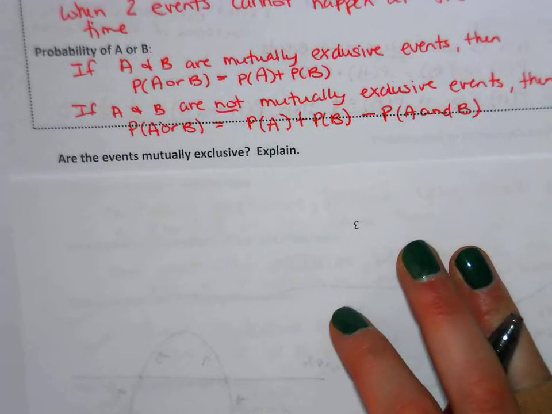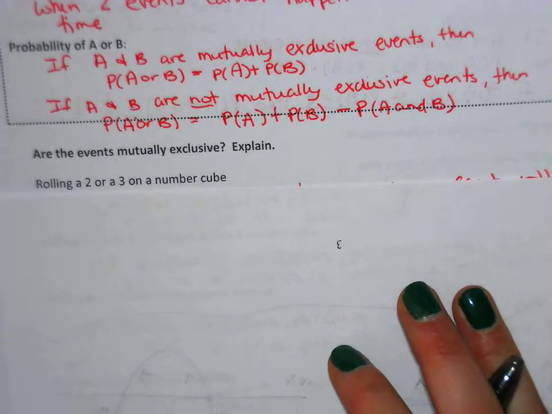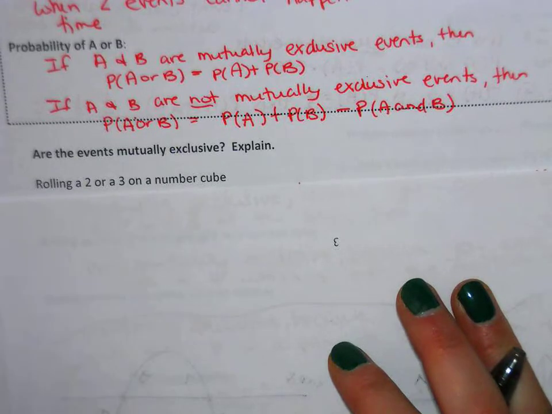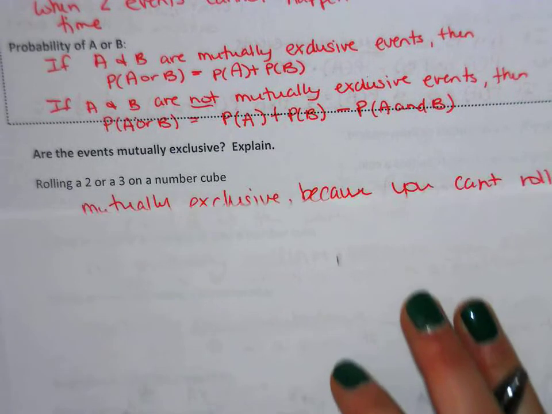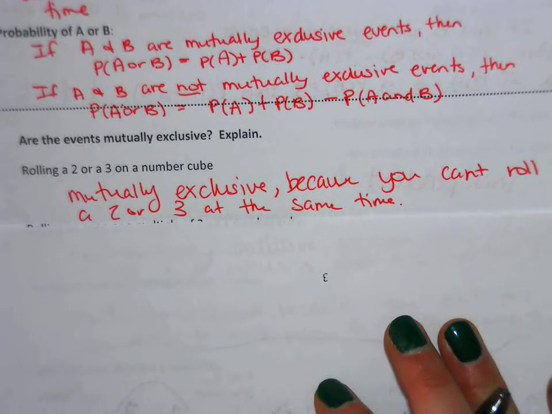We want to first identify, are they mutually exclusive, and explain why or why not. So rolling a 2 or a 3 on a number cube. These are mutually exclusive because you cannot roll a 2 and 3 at the same time.